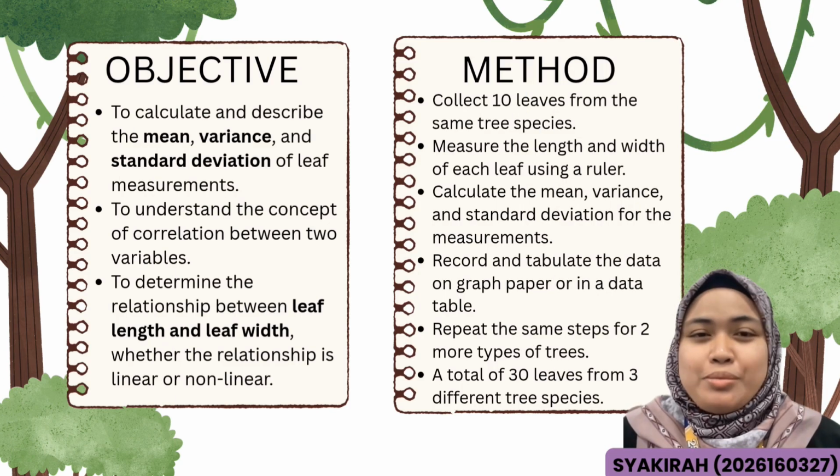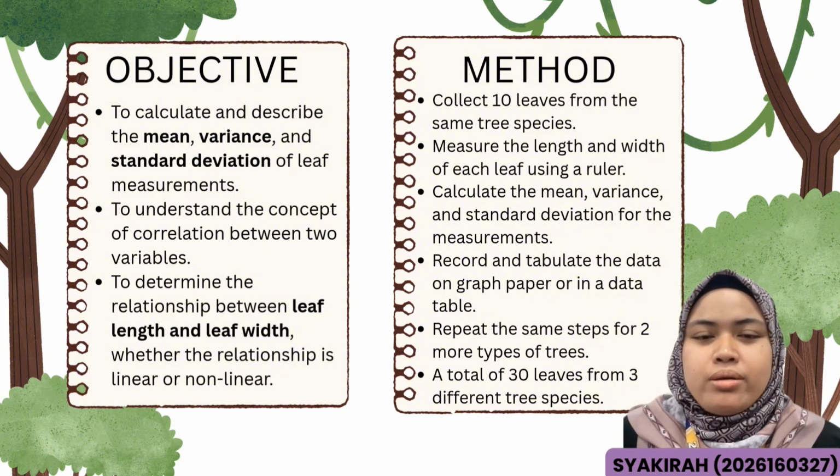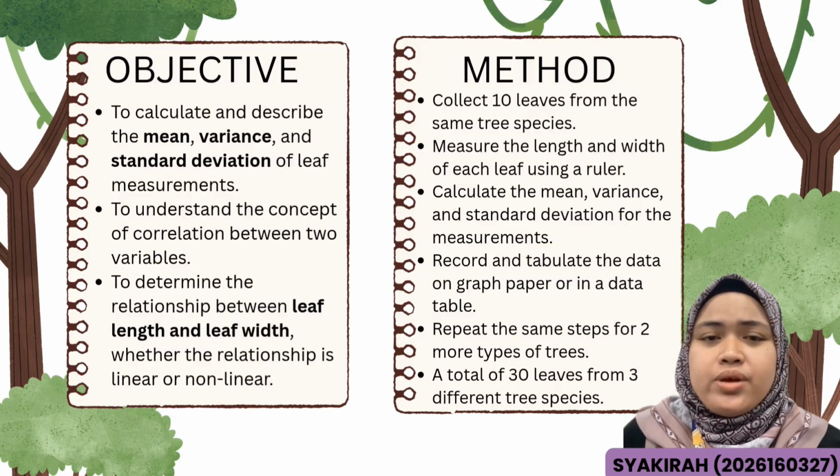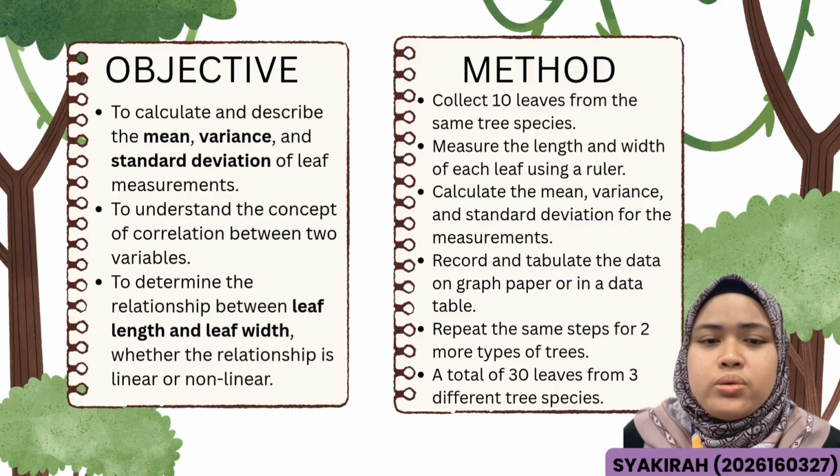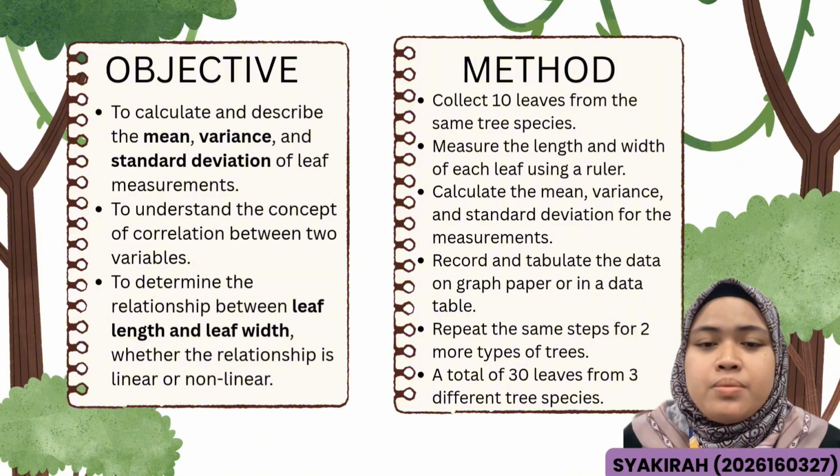Hi everyone, I'm SYAKIRAH. For practical 1, our objective is to calculate and describe the mean, variance and standard deviation of leaf measurement. We also aim to understand the concept of correlation between two variables and determine the relationship between leaf length and leaf width, whether it is linear or non-linear.